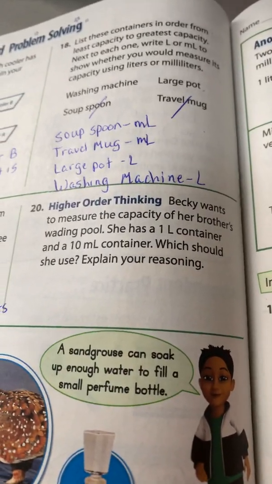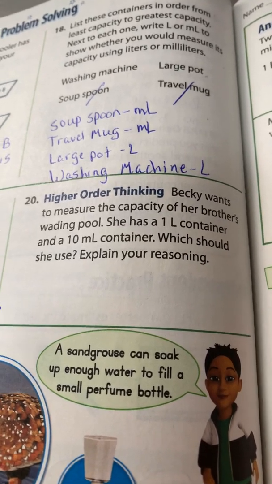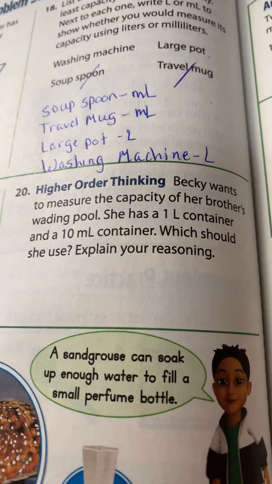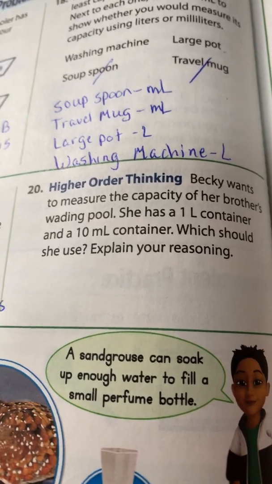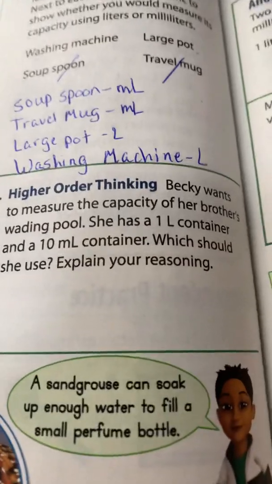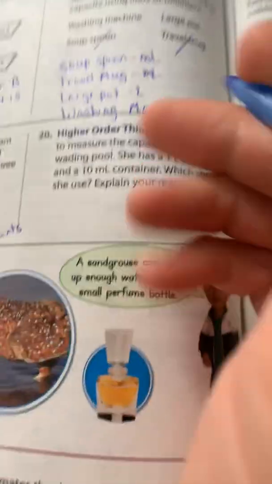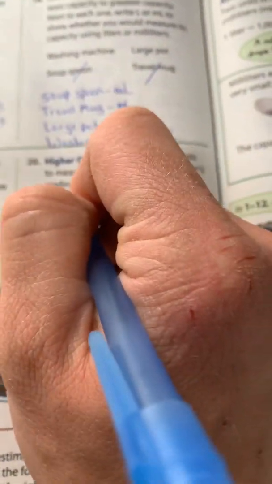Becky wants to measure the capacity of her brother's wading pool. She has a 1-liter container and a 10 milliliter container. Which should she use? Explain your reasoning. So if she wants to measure a kiddie-sized pool, should she use a 1-liter container or a 10 milliliter container? Good, a 1-liter container.